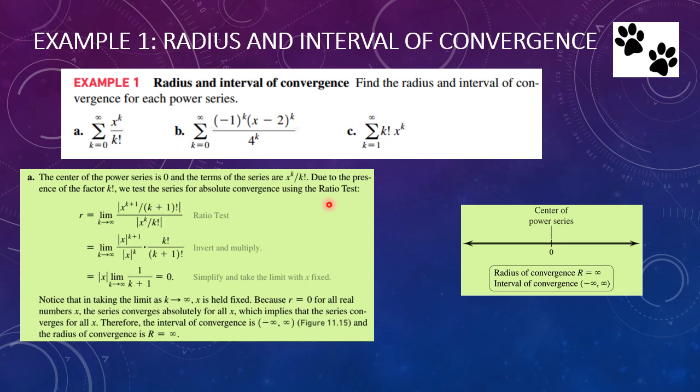The comments here are, notice that in taking the limit as k goes to infinity, x is held fixed. Because rho is 0 for all real numbers, the series converges absolutely for all x. No matter what x we put in there, it's going to go to 0, which implies that the series converges for all x. Therefore, the interval of convergence is negative infinity to infinity, and the radius of convergence equals infinity.